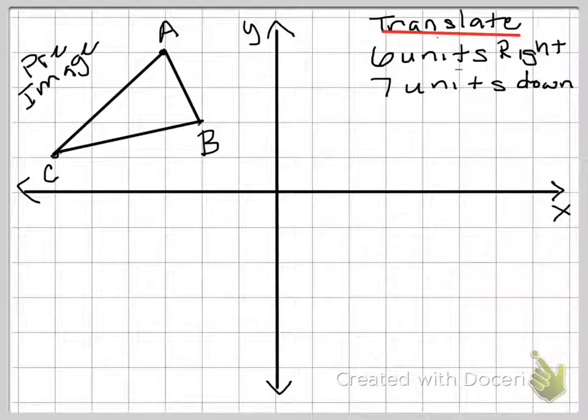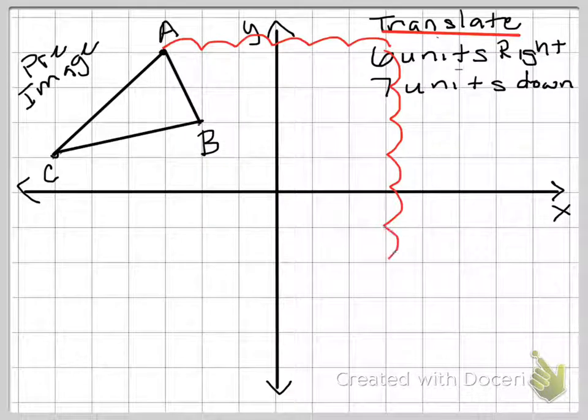So if I start off with A, I'm going to start here and go 1, 2, 3, 4, 5, then 6, then go 7 units down, 1, 2, 3, 4, 5, 6, 7. That's going to give me my A prime. So that one here I'm going to label A prime.